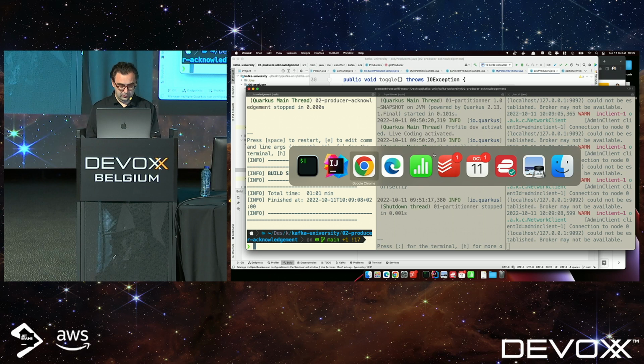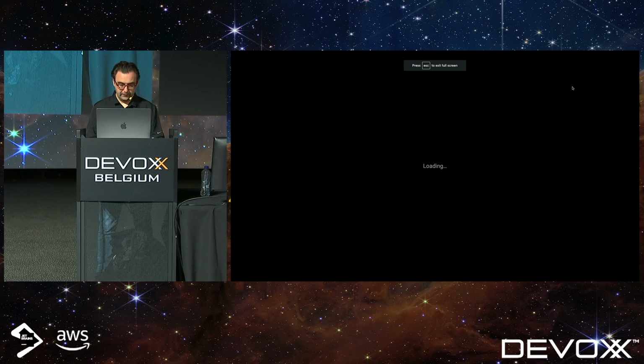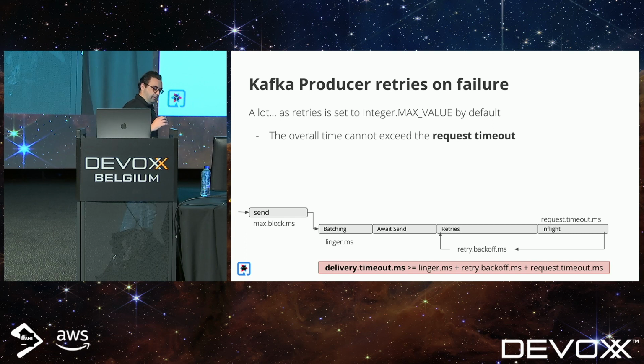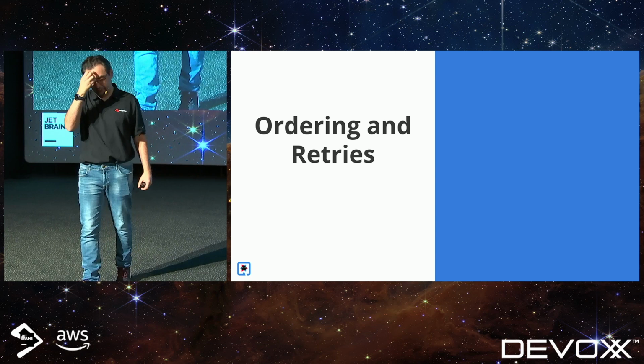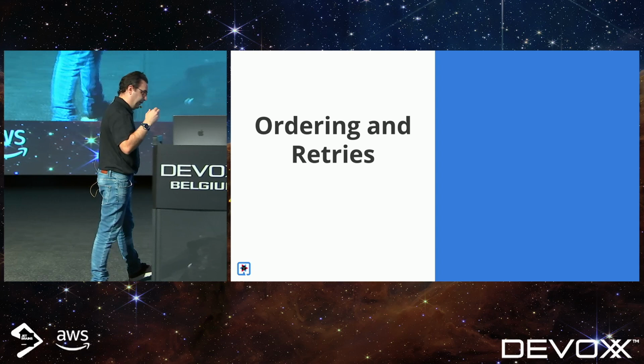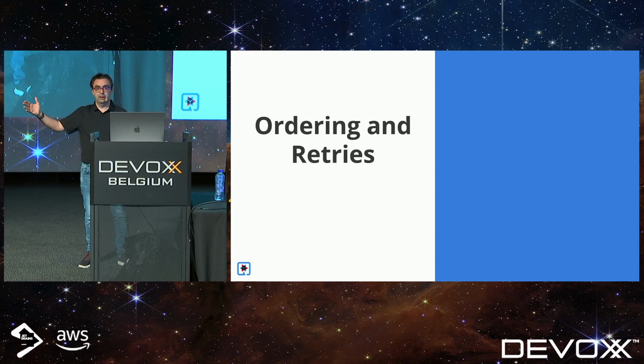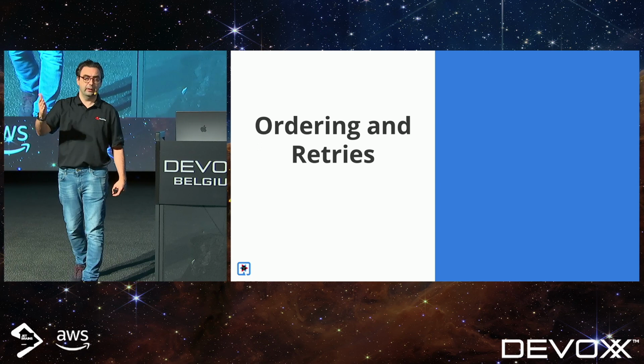Let's continue with ordering and retries. The first thing is the partition structure of Kafka gives you ordering guarantees in the sense that inside a single partition, records are ordered: one will be before the next one, and so on. That's the offset mechanism. If ordering is important for you, make sure you always target the right partitions, so you can rebuild it.